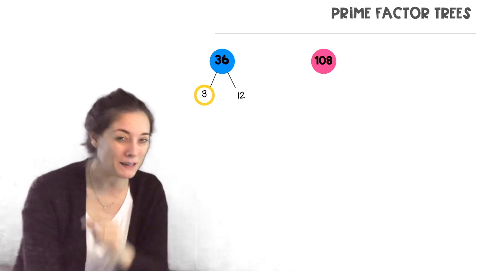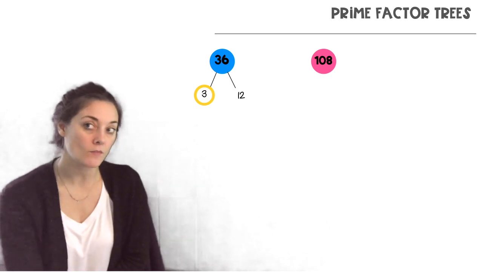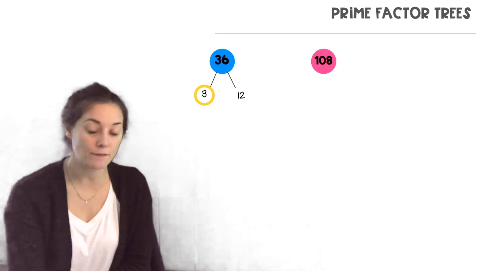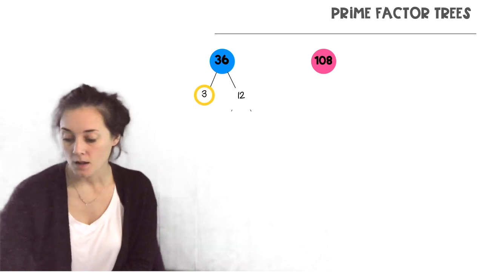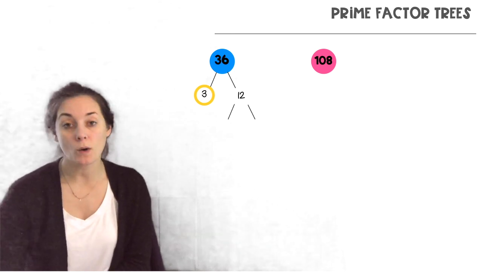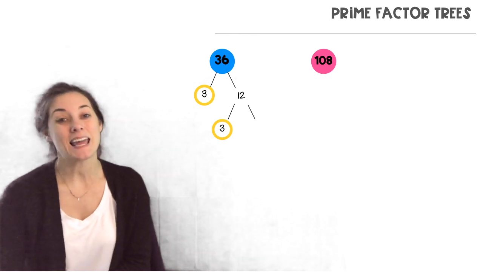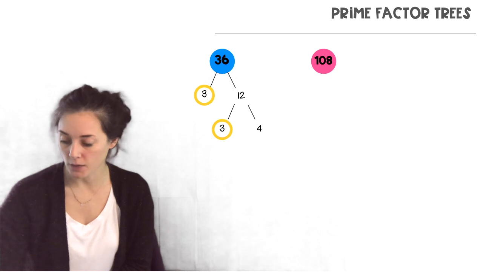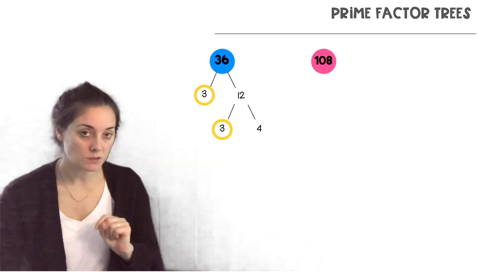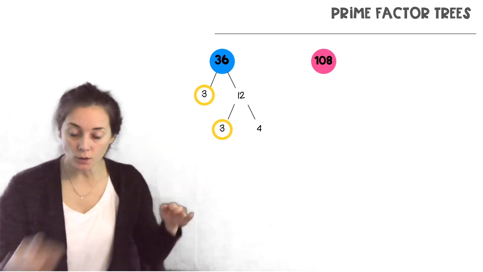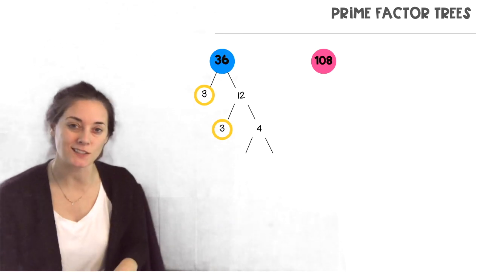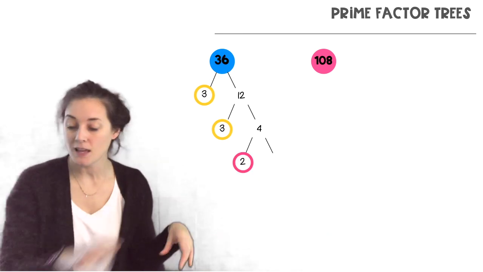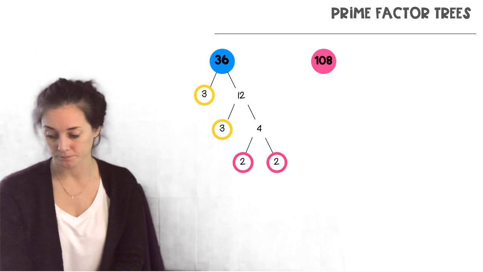I circled 3 because it's a prime number. 12, I have 2, I have 3. I'm going to go with 3. And 12 is divisible by 3, and 3 goes into 12 4 times. Okay. Circled 3, prime. 4 is not, but when I break down 4 using multiplication, I get 2 times 2, and 2 and 2 are prime.